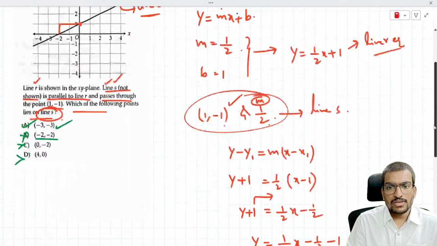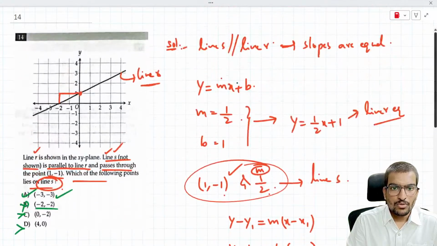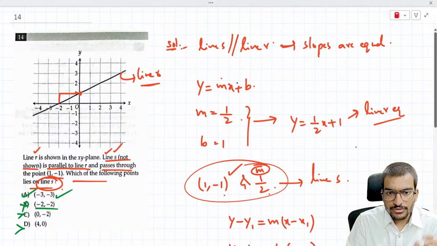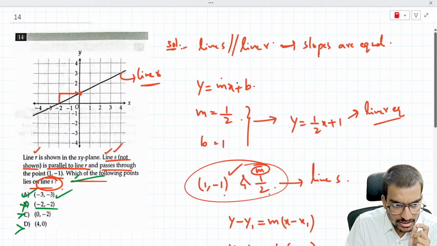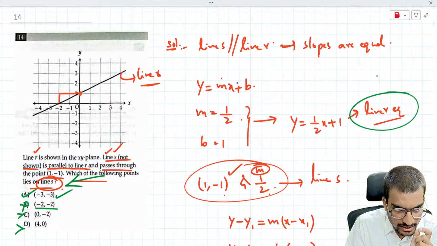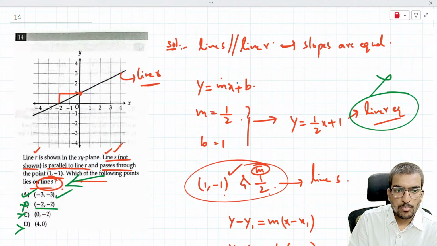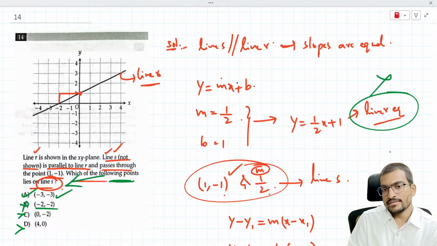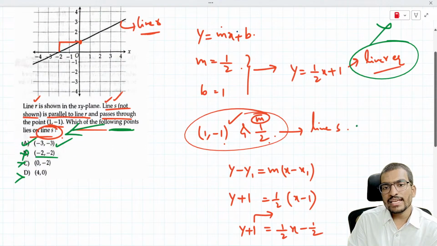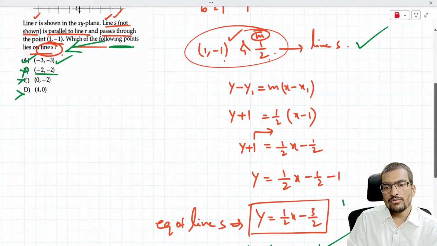Option A is perfectly matching. Hope you get it. Here you need to understand one thing. We need line S, not line equation R, because we are checking the point. Following points lie on line S. To check that, you need the line S equation only. That's why we found line S.